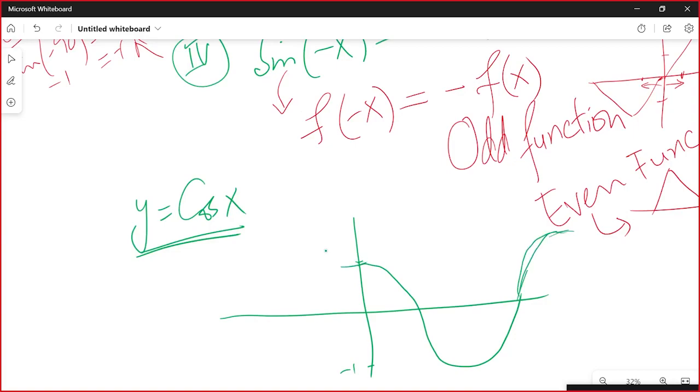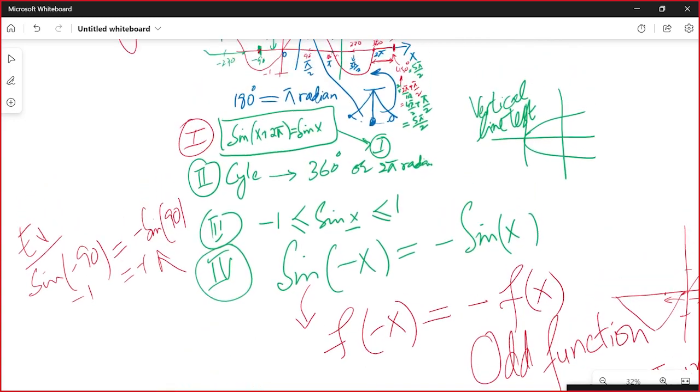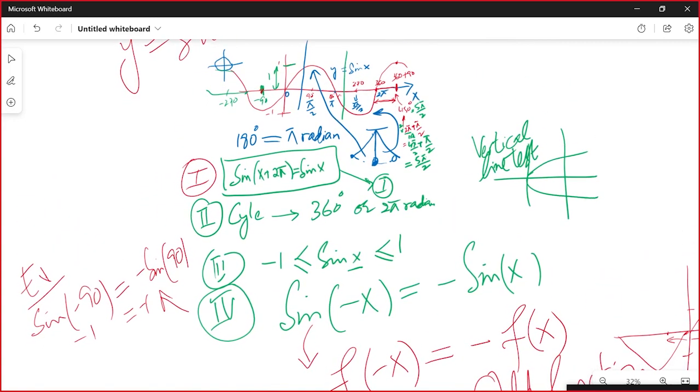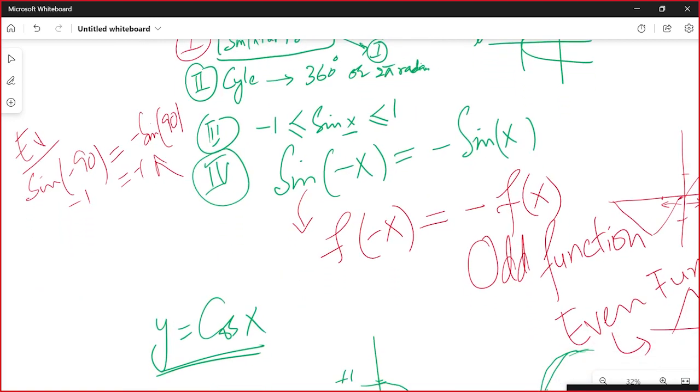So this is positive one, and this is pi over 2. Pi over 2 means 90 degrees. This is pi, this is 3 pi over 2, and again this is 1. It's not very nicely drawn, but I hope it makes sense. So we would again look at those four properties which we did for sin x.